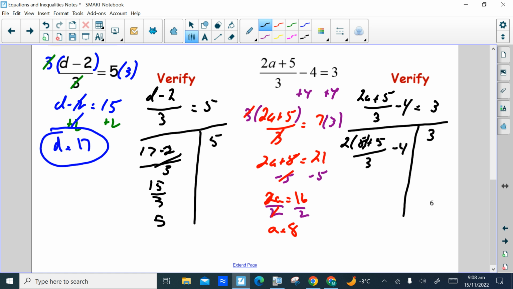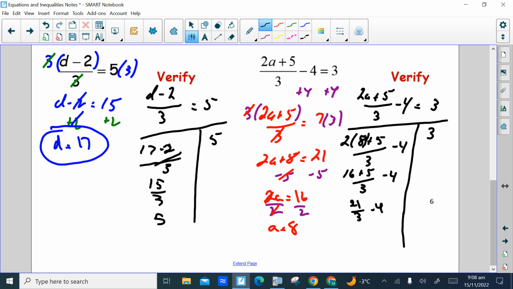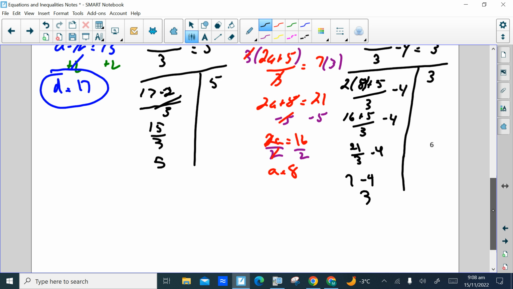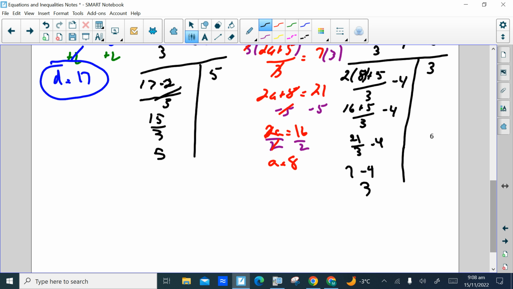So here's our check. We're showing that a equals 8. We plug it into the equation. 2 times 8 is 16. Plus 5 over 3, take away 4. 16 plus 5 is 21. Divided by 3, take away 4. 21 divided by 3 is 7. Take away 4 does equal 3. It checks. We get the same thing on both sides, which means that our answer is correct.